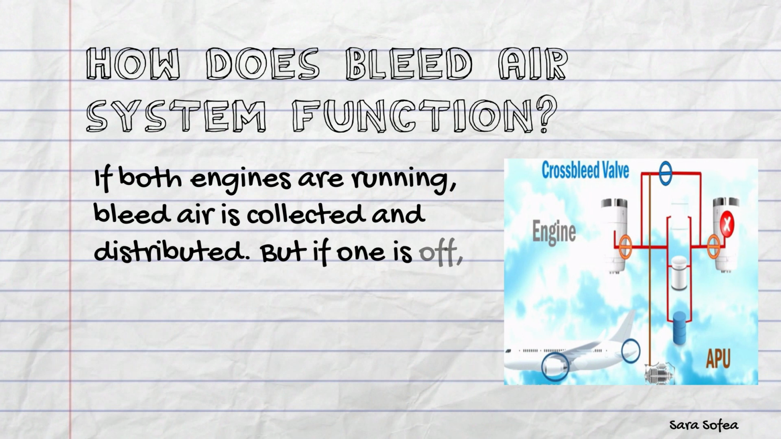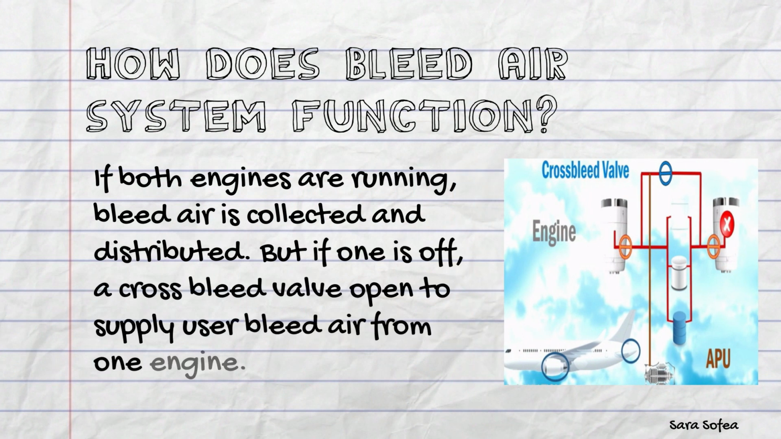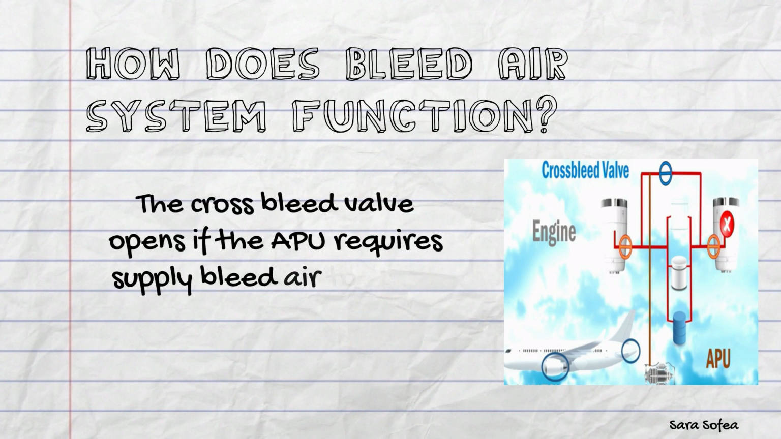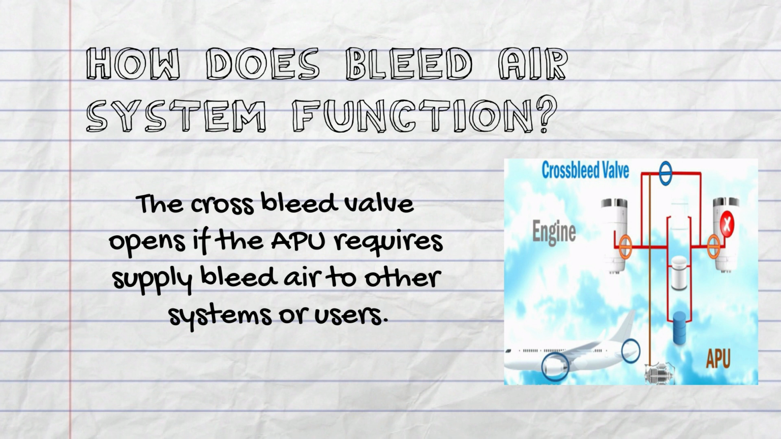If both the engines are running, bleed air is taken from both engines and then distributed, but if one of the engines is not running or not available, then a cross bleed valve opens and is used to supply bleed air for all the users from a single engine. The cross bleed valve also opens if the APU has to supply bleed air to different systems or users. Because of extracting bleed air from the engines, the efficiency and the maximum thrust produced by the engine reduces.